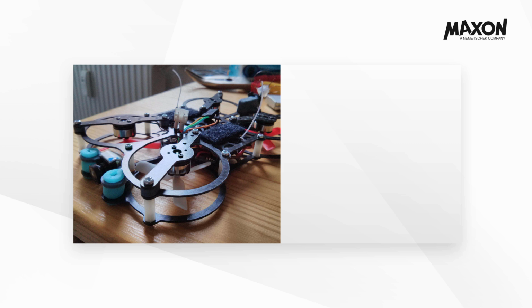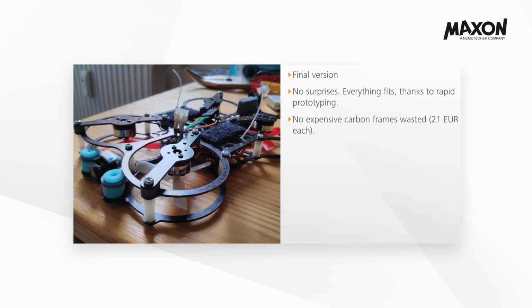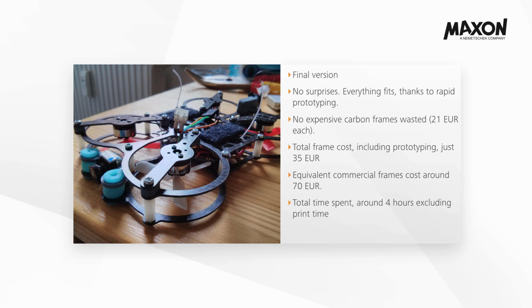So once I received the carbon frame, everything fit together very nicely without any issues, and that is thanks to rapid prototyping and 3D printing. I did not waste any expensive materials such as carbon fiber sheets, and the total cost of the frame ended up being just €35. And you can compare that to similarly sized commercial frames that usually cost around €70 or even more. But the big difference is, of course, that this is a completely custom built frame that suits my personal needs. It is fast, it protects my furniture and pets from the fast spinning blades, and can be flown both indoors and outdoors.